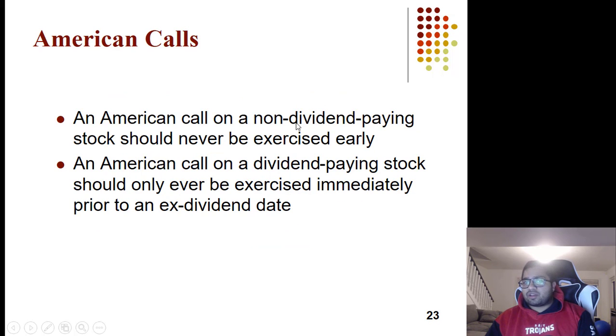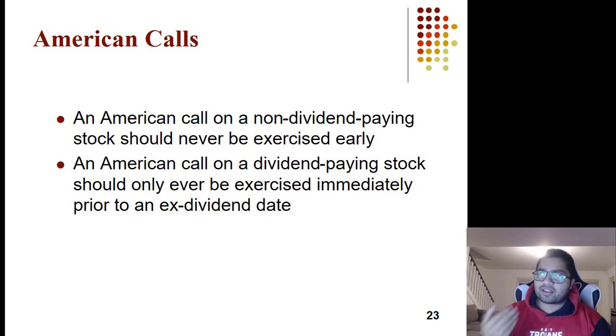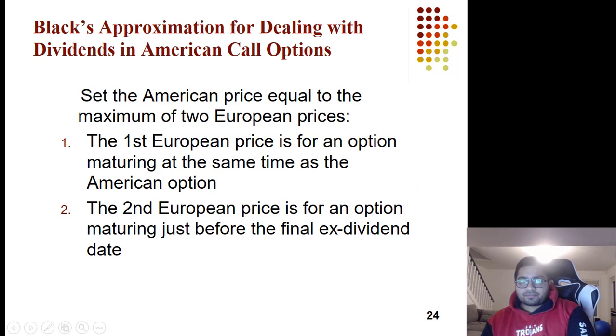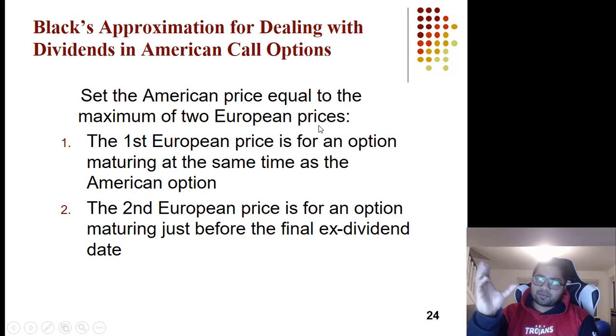American calls on non-dividend paying stock should never be exercised early. This is the assumption that we discussed in the last class. So American calls can be valued by the Black-Scholes model, with the same formula that we used for calls, because there is no logical sense to exercise an American call early. Black's approximation deals with dividends on American call options. Same thing: calculate the present value of dividends and subtract it from the stock price.